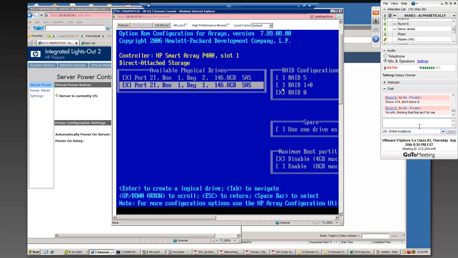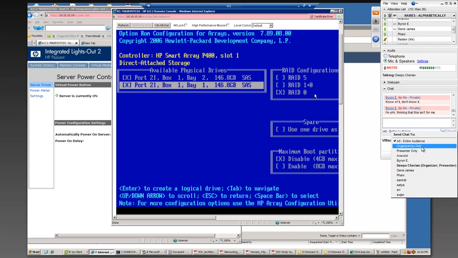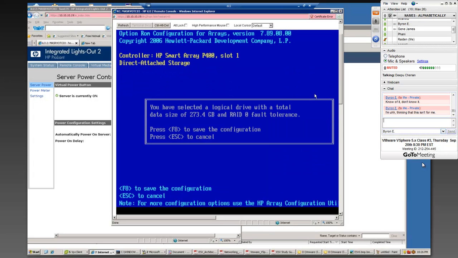Now I'm going to make a RAID 0. Look at this mouse pointer. I'm going to create a RAID 0. If I do that with 146 GB drives, I can see a sum of the total volume size. The logical drive I'm going to create using those 2 physical hard drives, 146, is actually 273 GB.